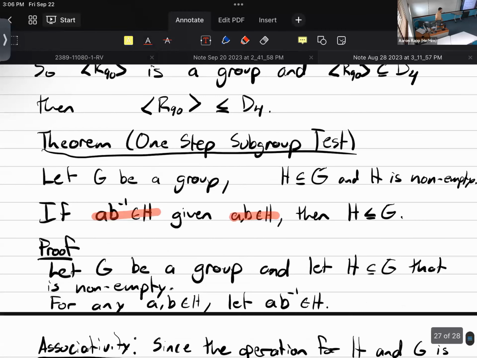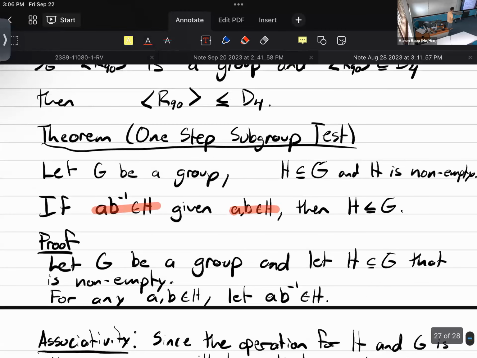That was that one-step subgroup test. Let G be a group and H be a subset of G that is not empty. It was a weird property, right? But it turns out it actually works. If H has this property, that I choose any two elements, and A times the inverse of the second element, the first element times the inverse of the second element, is still in that set H, then I know H is going to be a subgroup of G.